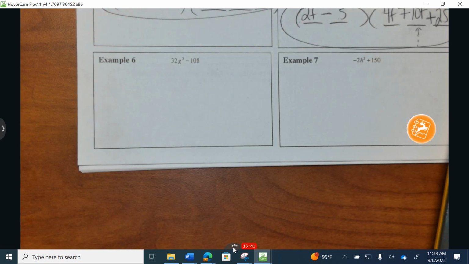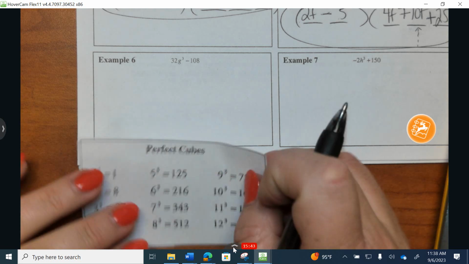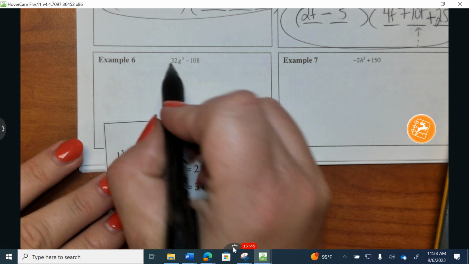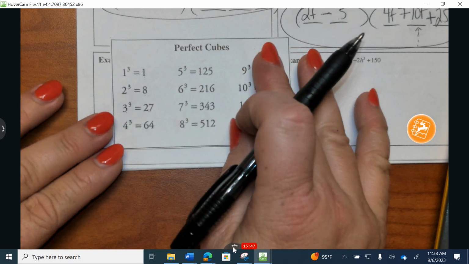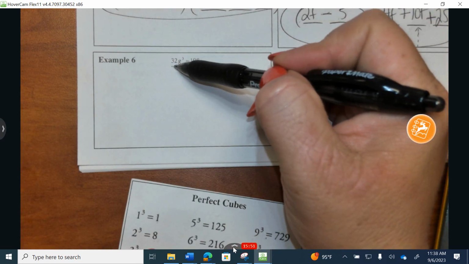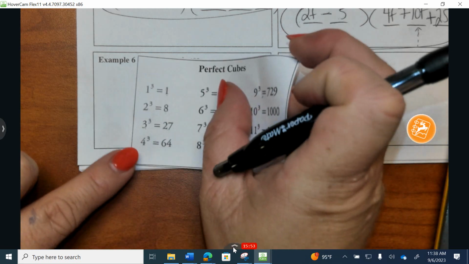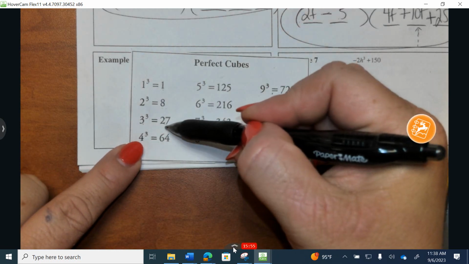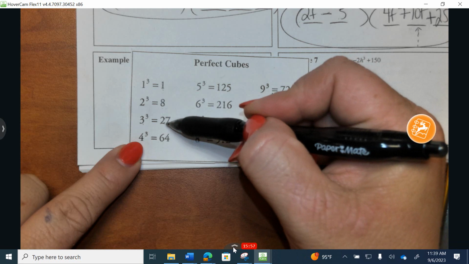Let's jump back to number 6 now. So in number 6, I see 32. The first thing I do is I look here, I'm like, there's no 32s. What am I going to do? So when your number is not on the list, I find where that is. Here's 32, and I'm going to work backwards. I'm going to work down.